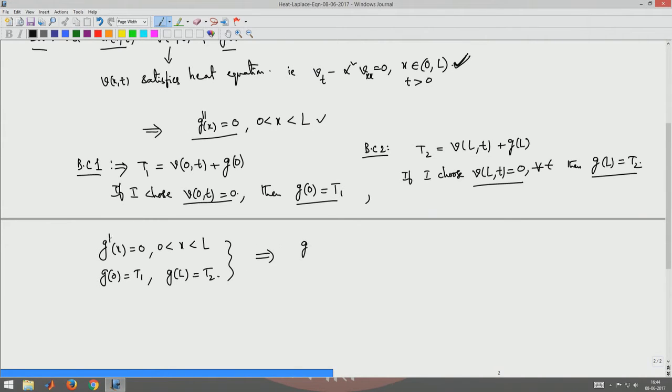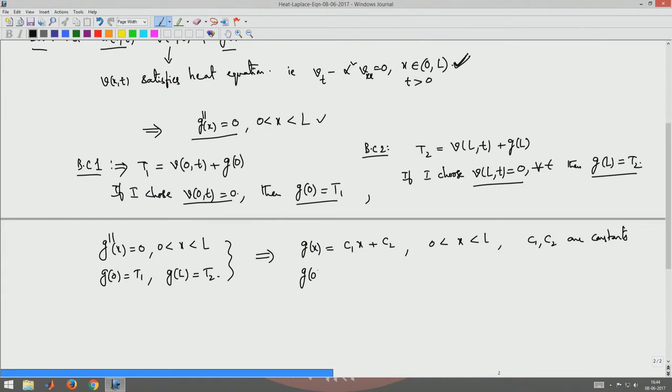So, what is G double dash of x? If you simply integrate, G of x will be some arbitrary constant C1 times x plus C2. C1, C2 are arbitrary constants, with x between 0 and L. You can find these constants.